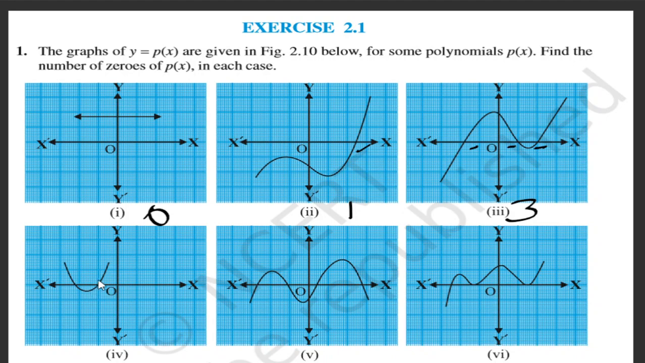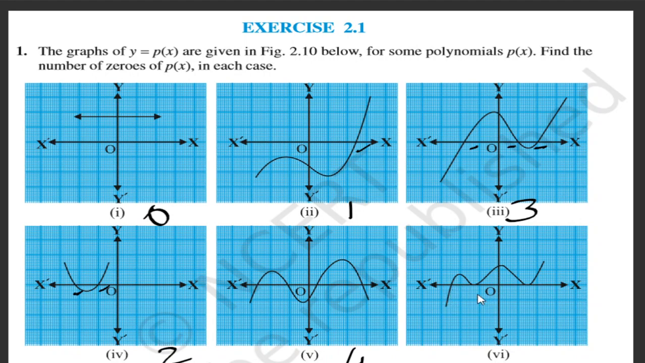And observe the fourth one. Yes, this is the graph of a quadratic polynomial. Why? Because here we clearly see the shape of that figure. It looks like U. So it is a parabola, which comes only for quadratic polynomials. So it intersects the x-axis at how many points? Yeah, 1, 2 points. So how many zeros are there? 2 zeros. And the fifth graph. It intersects the x-axis at how many points? 1, 2, 3, 4. So it has how many zeros? Yeah, 4 zeros.